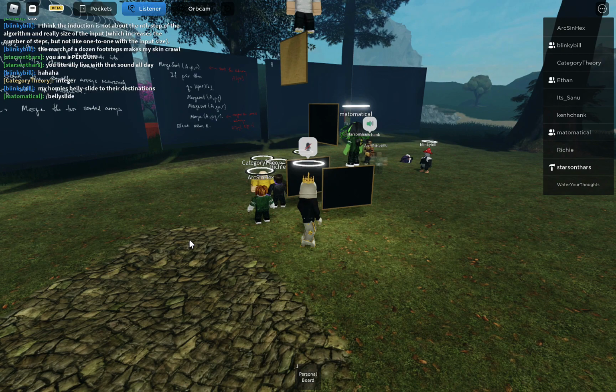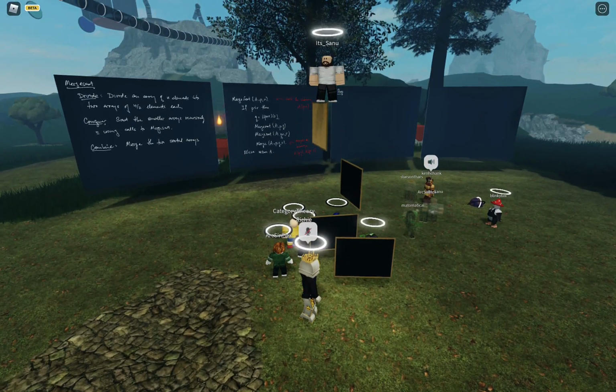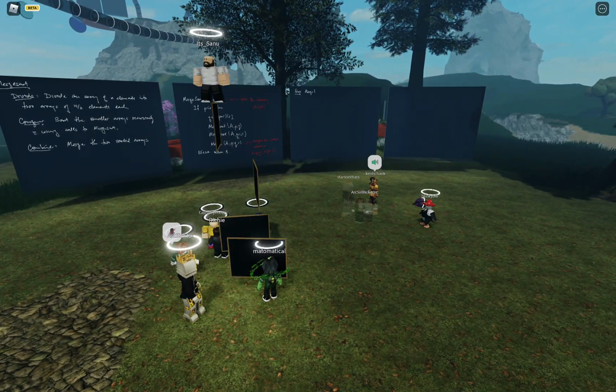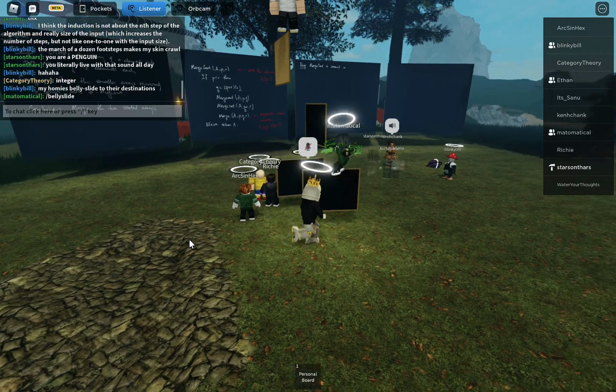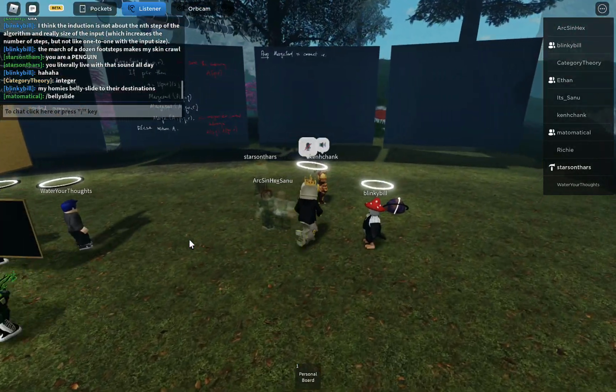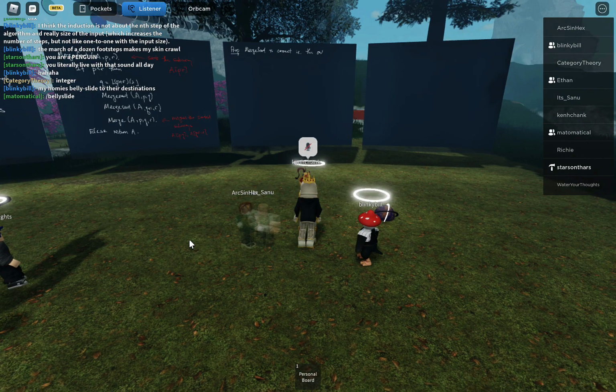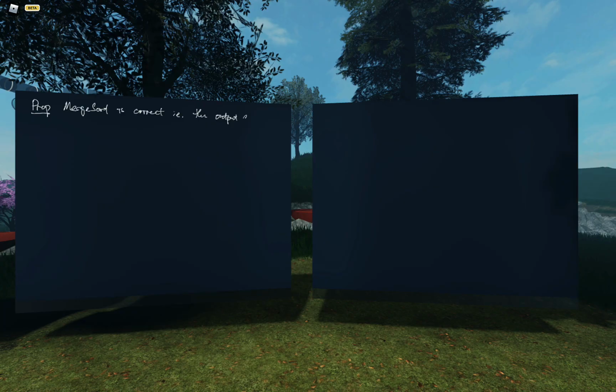Okay, so the proposition here, I'm going to actually finish off with a proof. Merge sort is correct. And I guess what this means is that the output array A is sorted in ascending order. Okay, so the proof here is actually quite short.